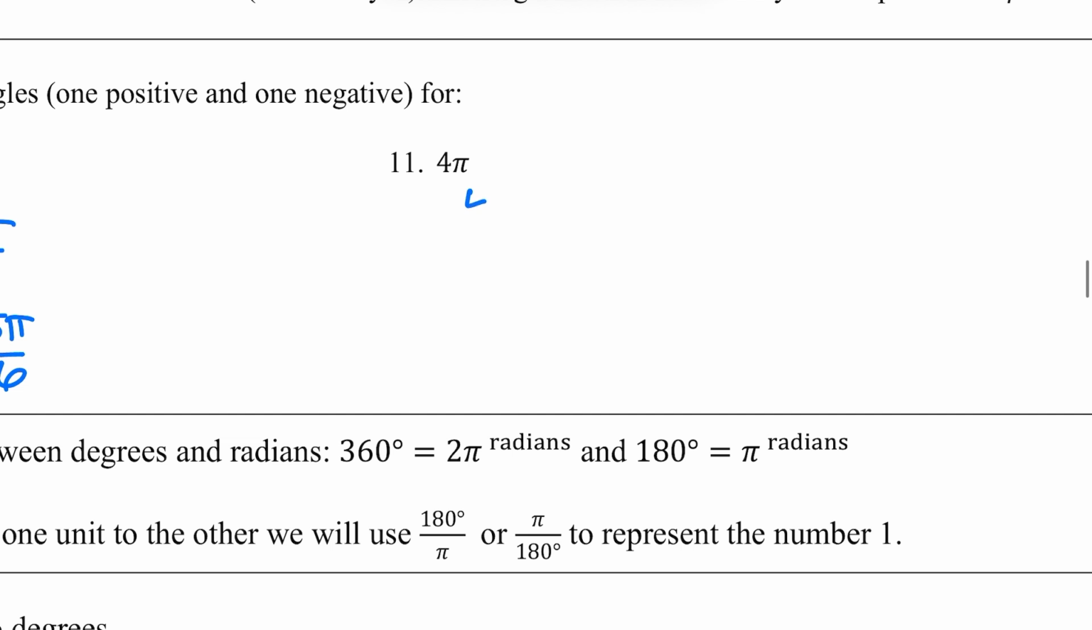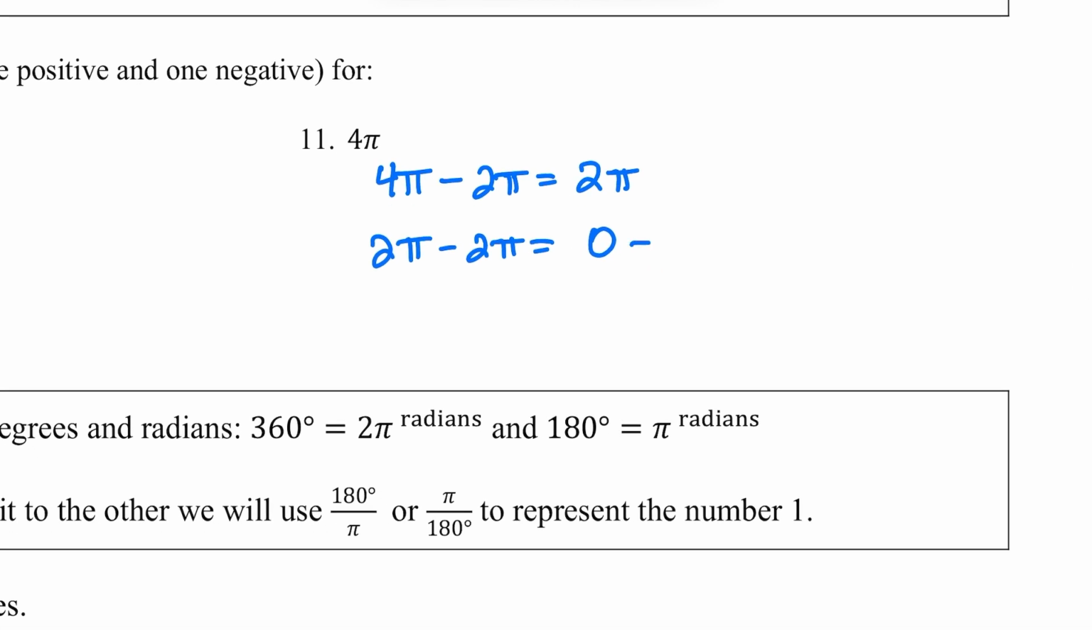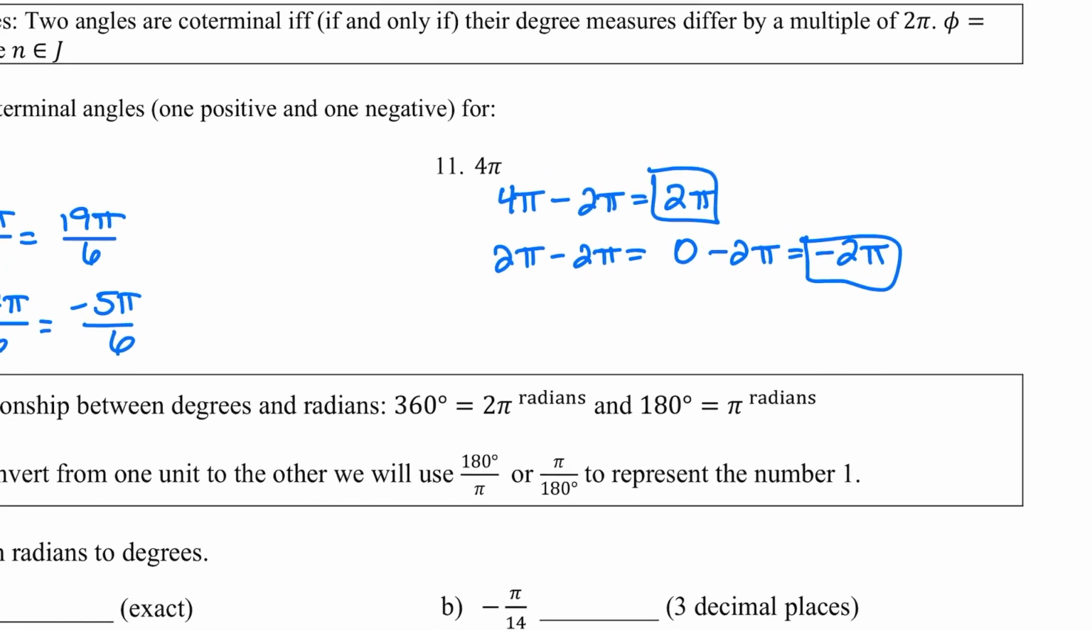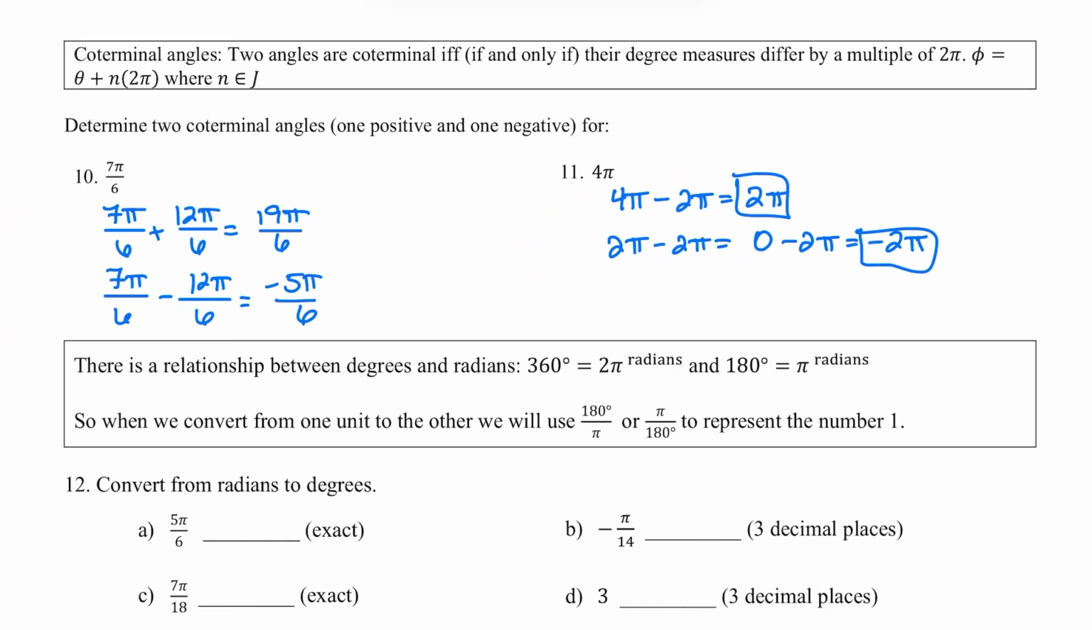What if I give you 4 pi? Well, I could add 2 pi to that, but that's just going to get more positive. I want to get the smallest positive, so I'm going to subtract 2 pi. Well, that's one answer. If I subtract another 2 pi from that, I get 0, which is not negative nor positive. So I'm going to subtract another 2 pi and get negative 2 pi. So a positive and negative coterminal angle for 4 pi, there's a lot of different answers, but these are just the smallest positive or negative versions of that.